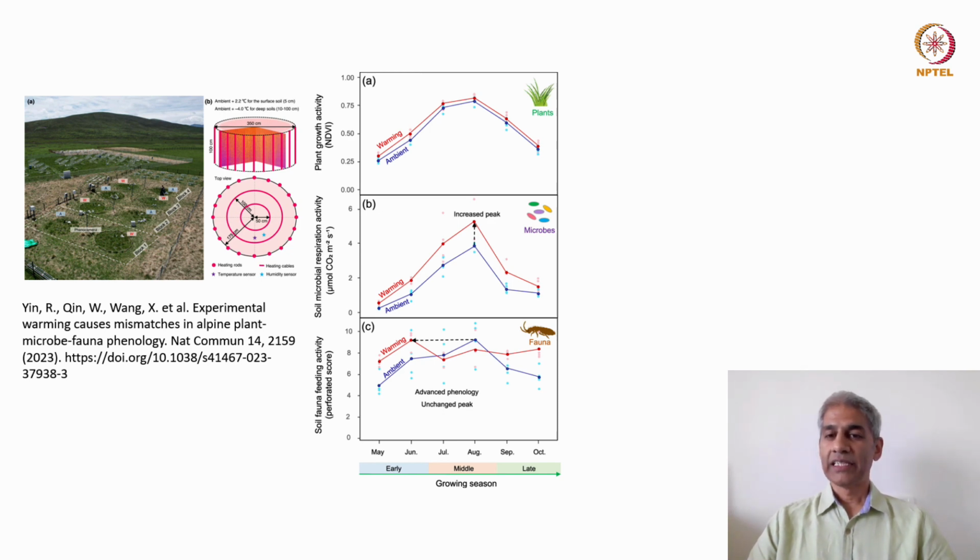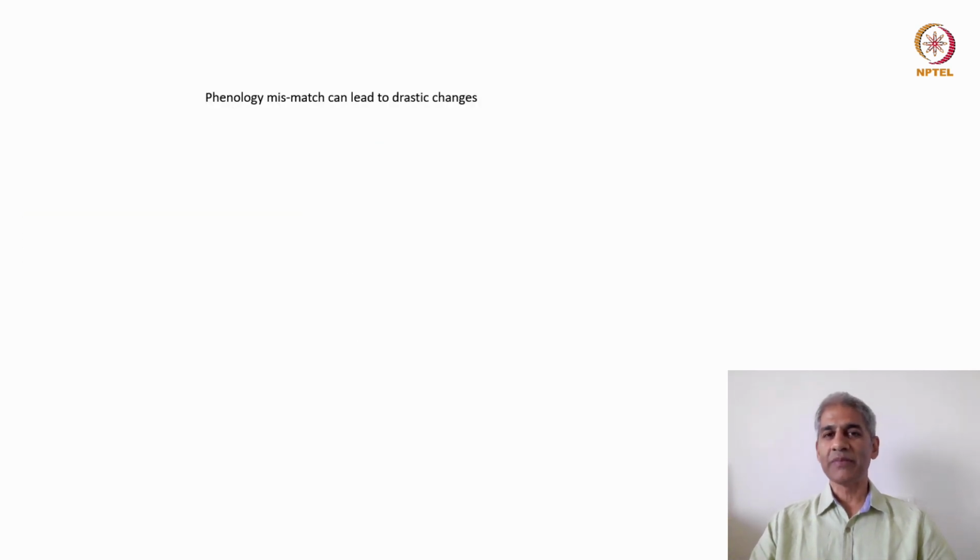And then looking at soil invertebrates, there was indeed a shift in the peak, and they were more active earlier in the season rather than later in the season, showing us that warming does produce large changes in the ecosystem. This study is interesting because it is looking at soil microbes and soil invertebrates, which is not normally done. And these are very important indicators of the ecosystem. So phenology mismatch can lead to drastic changes.